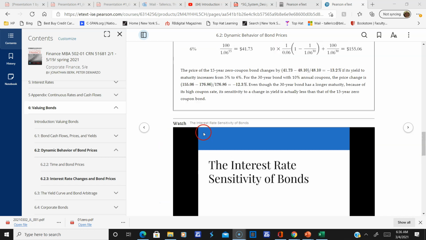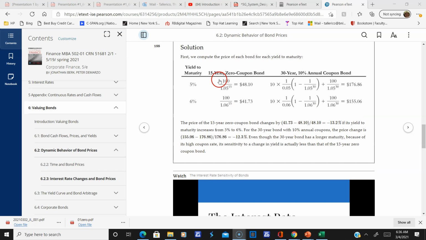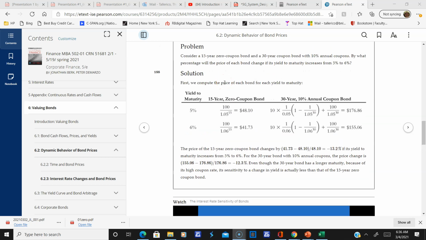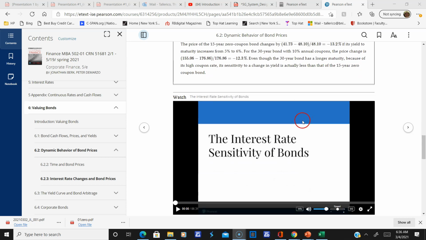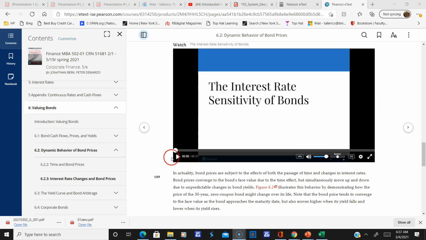So hello, my colleagues, and we left off here about the price sensitivity of yield to maturity, and we were talking about time, right? So here's the yield to maturity changing for a zero coupon bond and for a 10% corporate annual coupon bond. So I want to play this video for you. It's 6 minutes long, but it's really valuable. So let's run this.